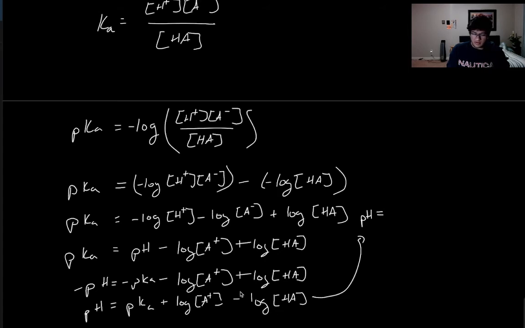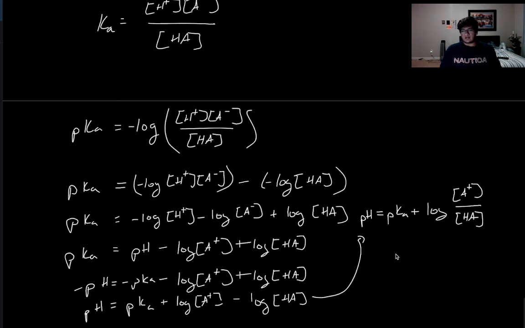There's a logarithm here and there's a logarithm here, connected by a subtraction, which means we could combine them using division. We get pH is equal to pKa plus the logarithm of A minus over HA. And boom, we just got the Henderson-Hasselbalch equation. Now this equation is really helpful when you're working with weak acids. You can even rewrite this and derive it yourself for when you're working with a weak base as well.